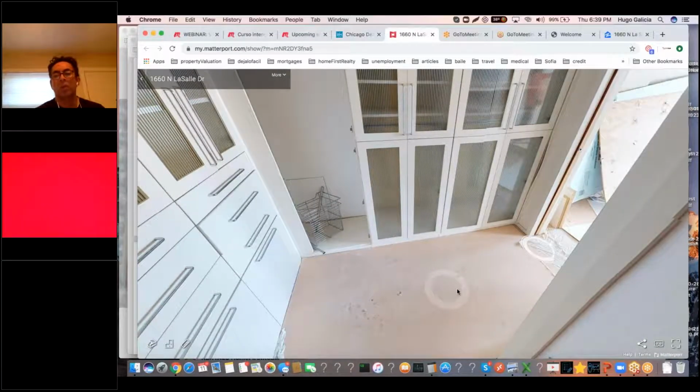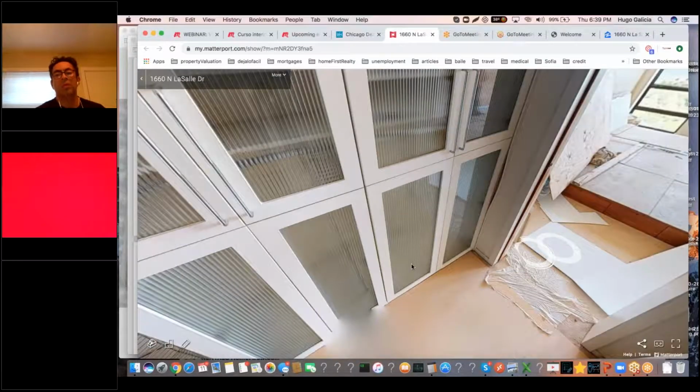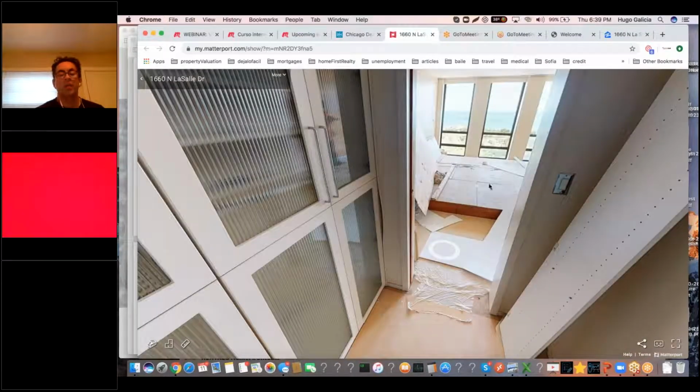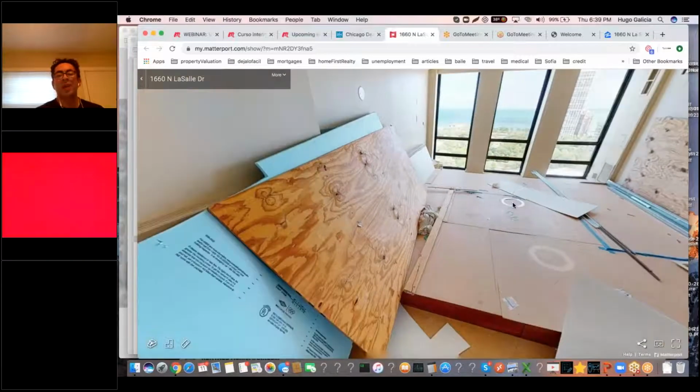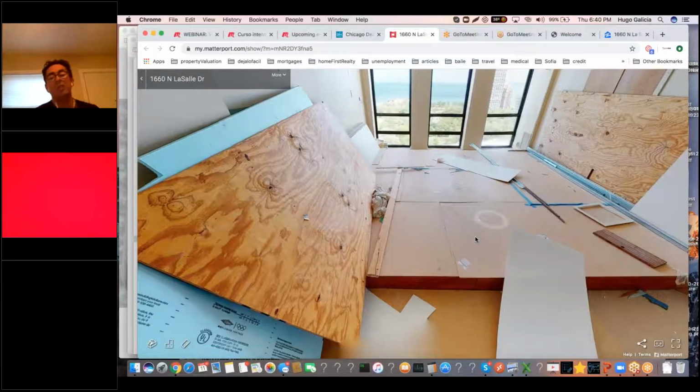So what I want to show you is how to analyze this deal, right? So the wholesaler is asking for 139 for this property. So the question is, how much is it worth? How much am I going to put into that? And will I be able to do a successful flip on the property?